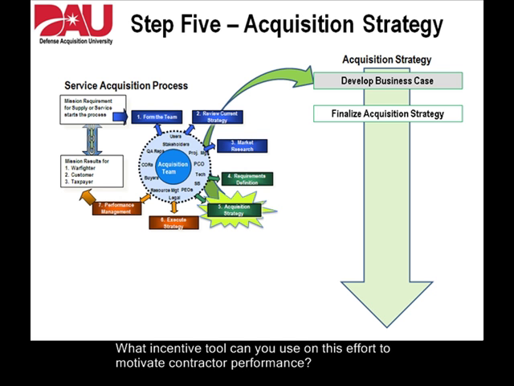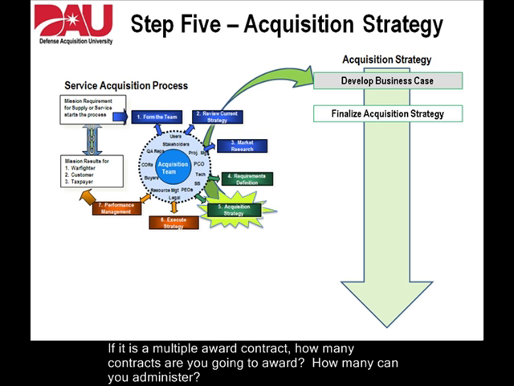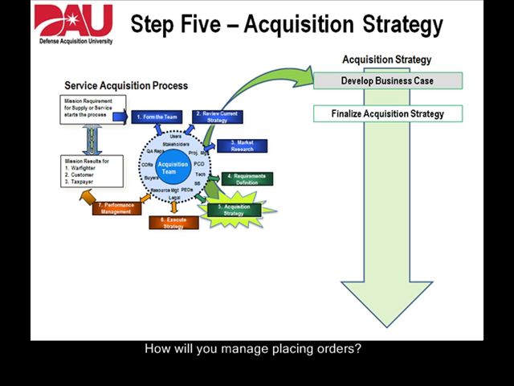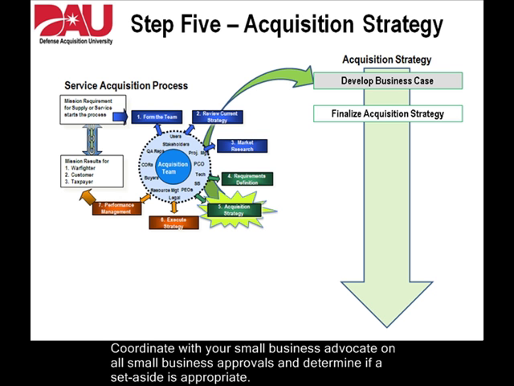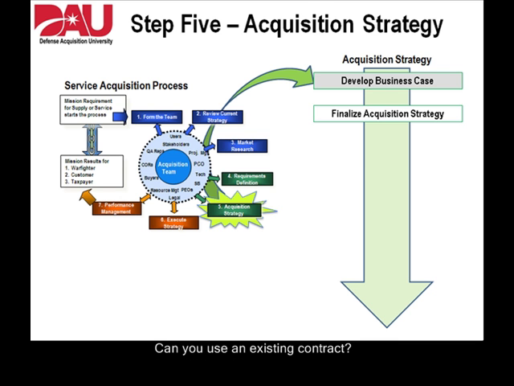What incentive tool can you use on this effort to motivate contractor performance? If it is a multiple award contract, how many contracts are you going to award? How many can you administer? How will you manage placing orders? Coordinate with your small business advocate on all small business approvals and determine if a set-aside is appropriate. Can you use an existing contract?